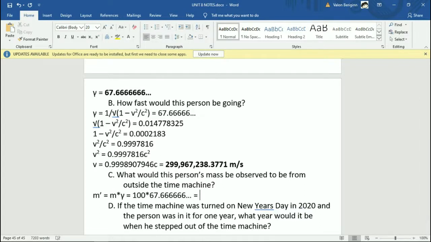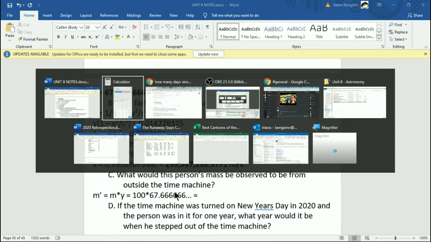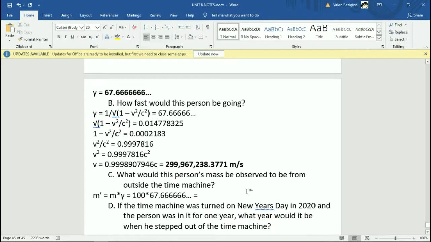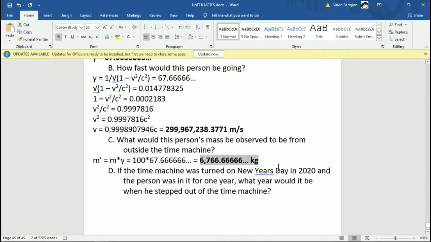So for the answer, we get, instead of 100... wait, how should I do this? No, I wanted 200 divided by 3, right? Yeah, and then plus 1. Okay, so that's the right thing. Times 100 would just be 6,000. So this also would be 6,766 points. So yeah, that is our mass. You can see it definitely increased a good amount.